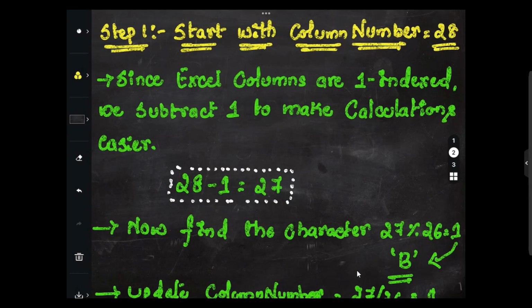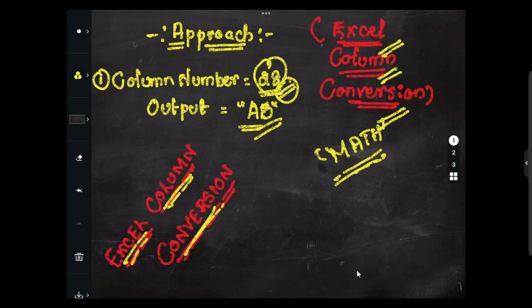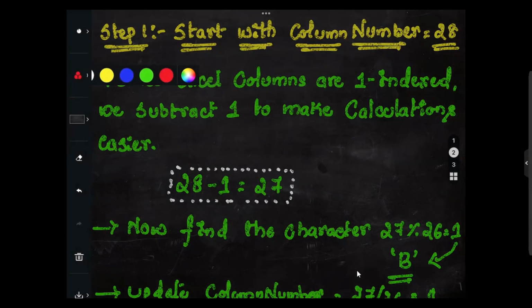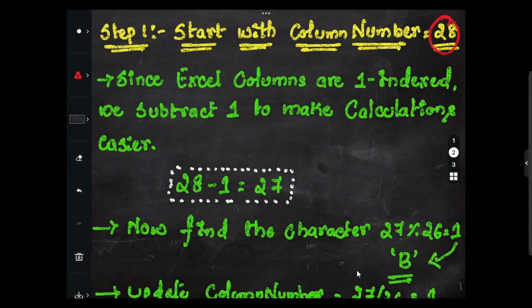We will start with the column number 28. Since Excel columns are one indexed, we will subtract 1 to make the calculations easier.